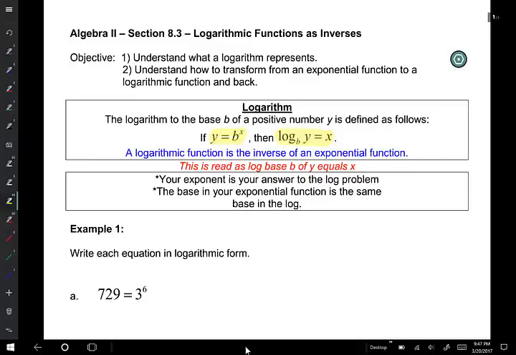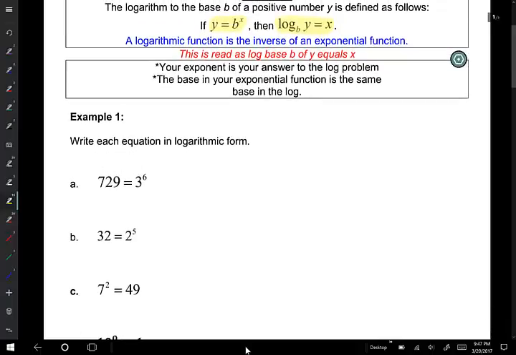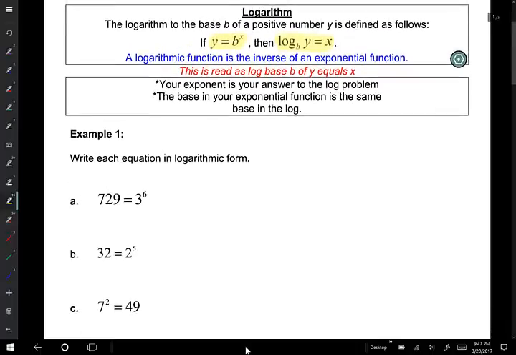So what I want to show you how to do today is rewrite exponential form in logarithmic form. And we're going to practice writing this a number of times today, and after a little while it'll become very familiar and hopefully very comfortable for you. So we're going to rewrite our problem as y equals b to the x. And over here to the right, I'm going to write log base b of y equals x.